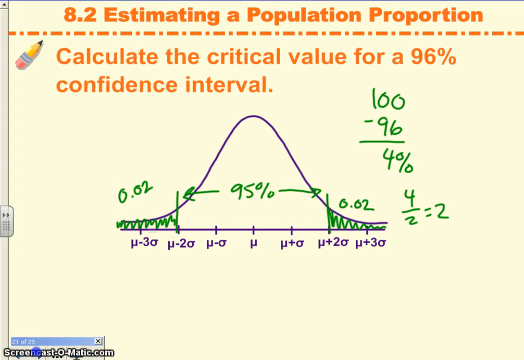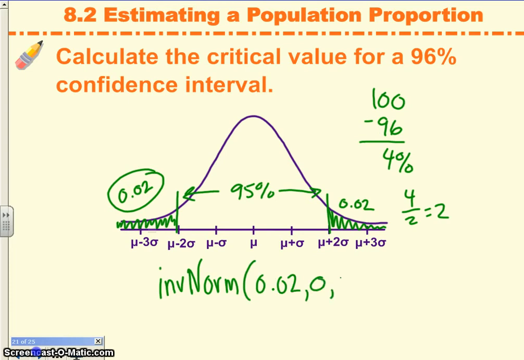If you're going to use the z-table, remember to look in the body of this table. This is not a z-score. This is an area. On the calculator, you would use inverse norm, enter your area, comma the mean and standard deviation of the standard normal, and it'll return negative 2.05. Because of the symmetry of the bell curve, my negative z-score and my positive z-score will be 2.05. So z asterisk, my critical value, is plus or minus 2.05.